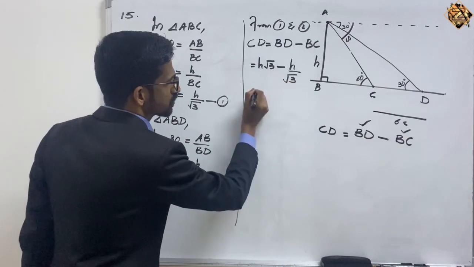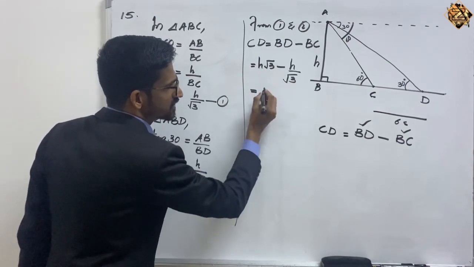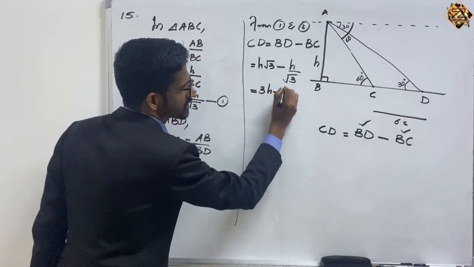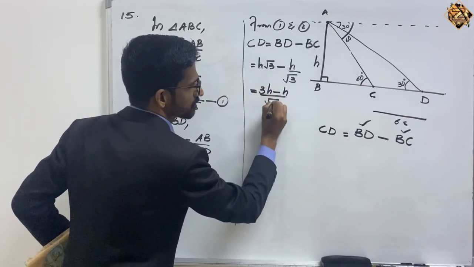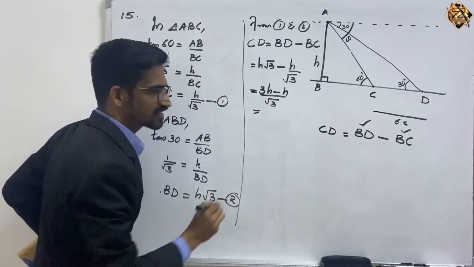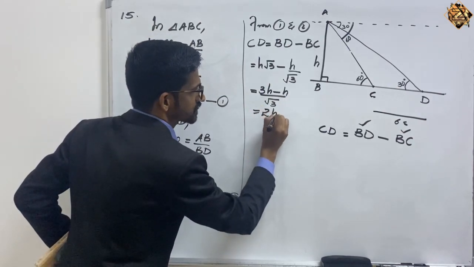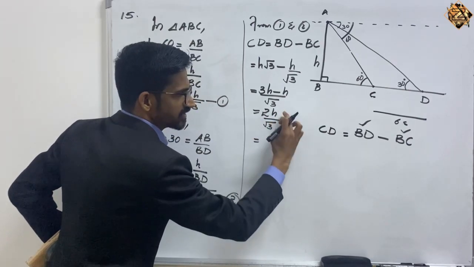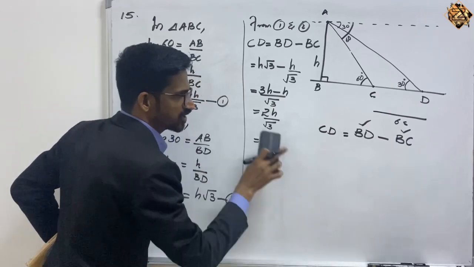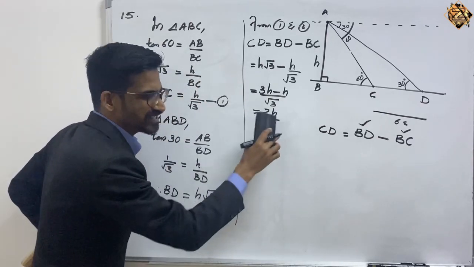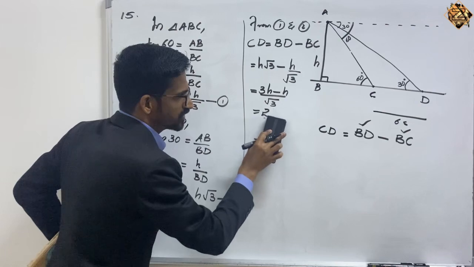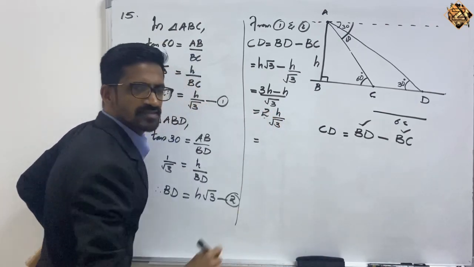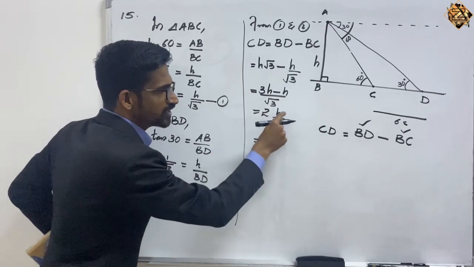So when we do the cross multiplication, we will get h root 3 into root 3, that is 3h, minus h, all over root 3. That is 3h minus h, which is 2h by root 3. We can rewrite 2h by root 3 as 2 into h by root 3. Isn't it, students?